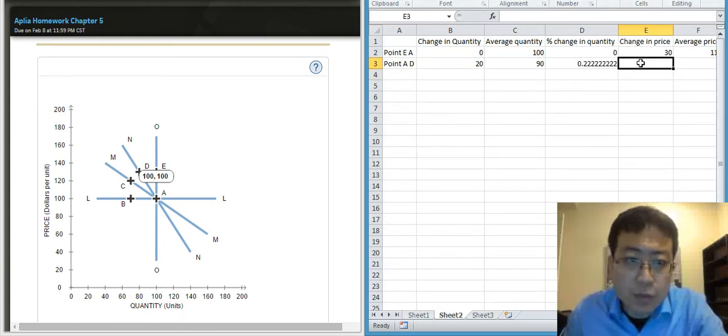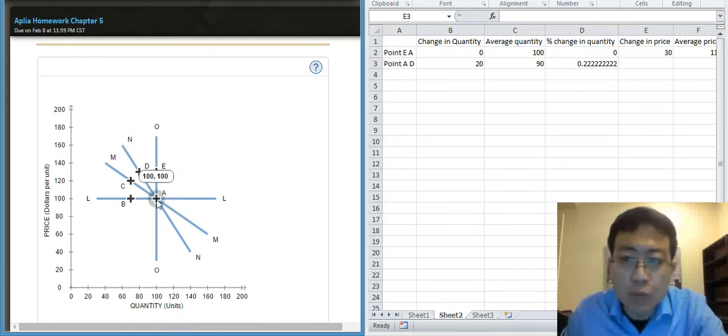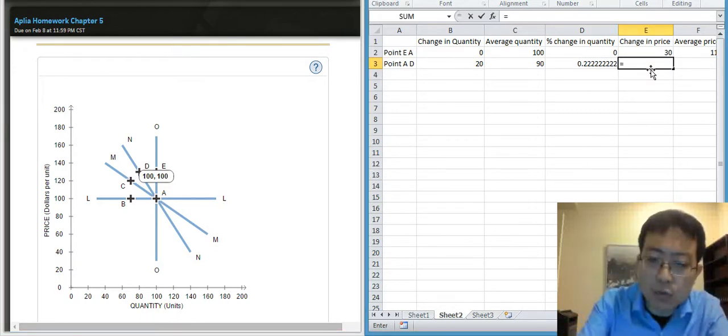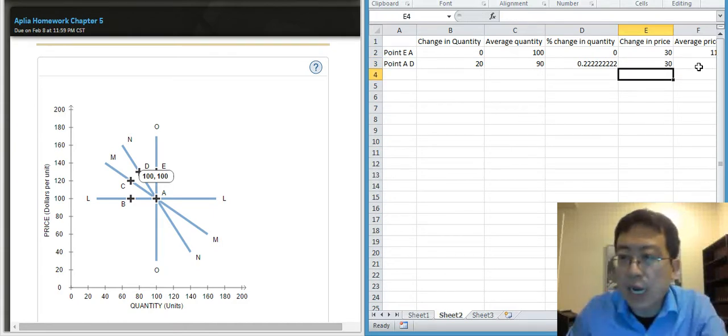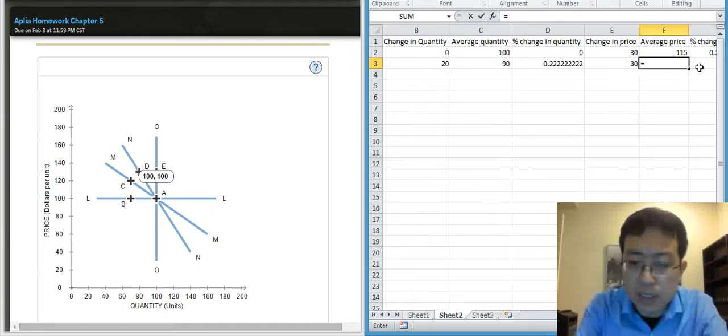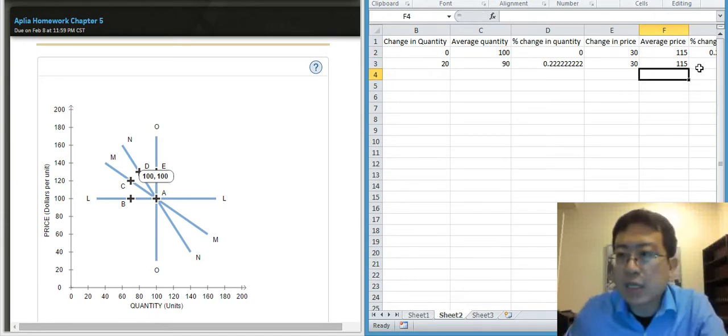And then for price at point D, our price is 130. At point A, our price is 100. So this will be 130 minus 100, to give you 30. And then the average: 130 plus 100, divided by 2. That's going to be 115.